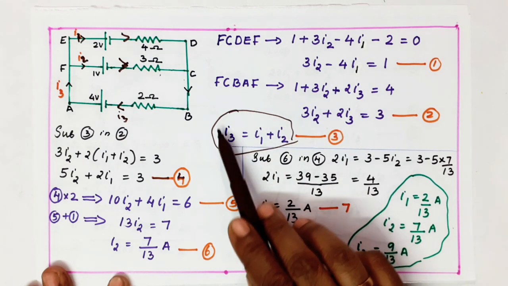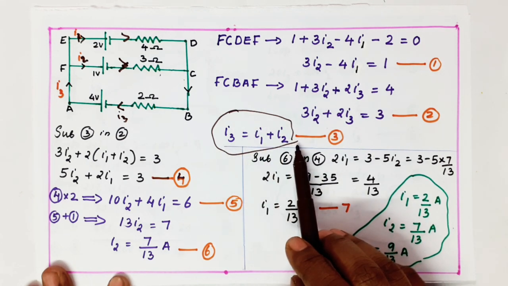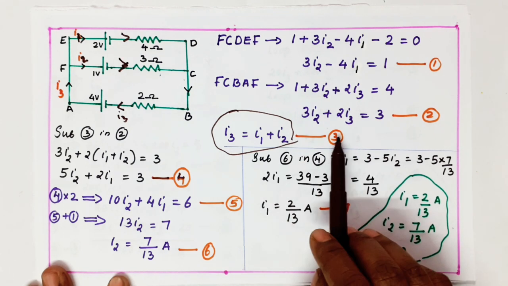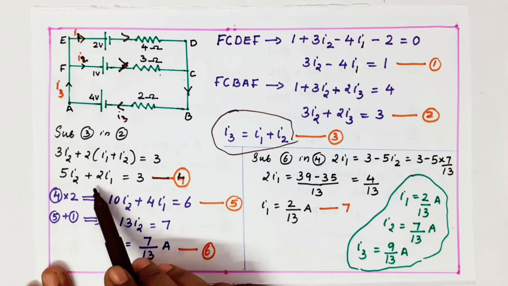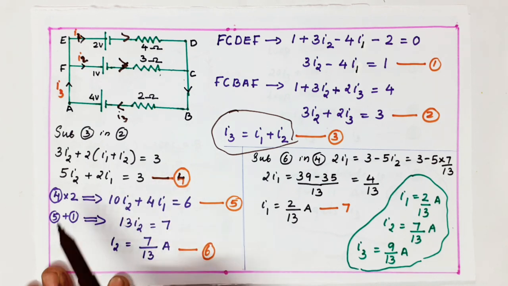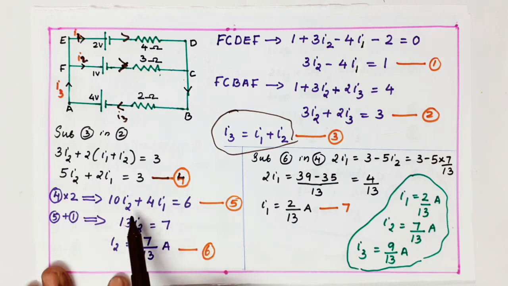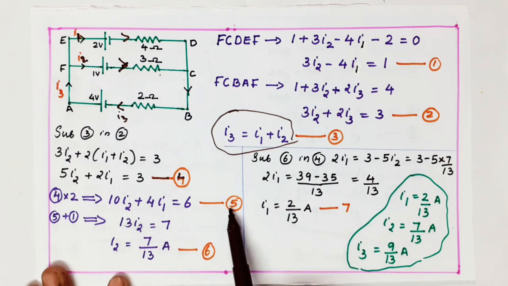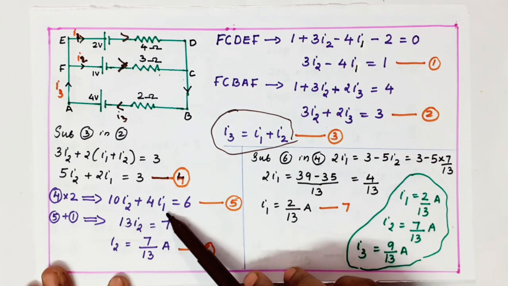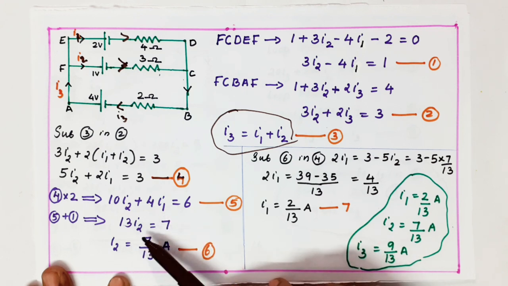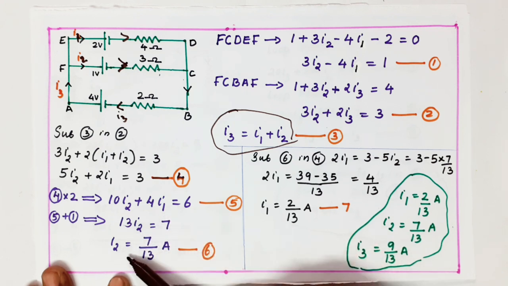After that, the important equation: I3 equals I1 plus I2. After this, I am substituting equation 3 in equation 2. I get an equation 5I2 plus 2I1 equals 3. After that, I am doing the full mathematical step. Equation 4 into 2 I did. I get equation number 5. And when I am adding this equation with equation number 1, minus 4I1 and plus 4I1 cancel. We will get 13I2 equals 7. I2 equals 7 by 13 ampere.